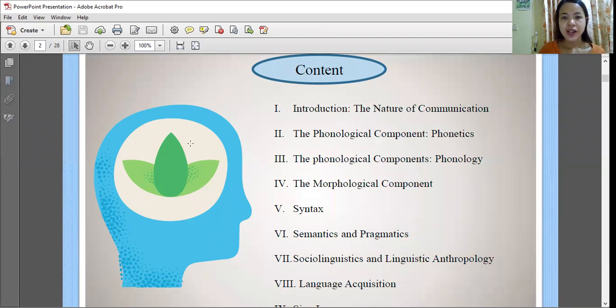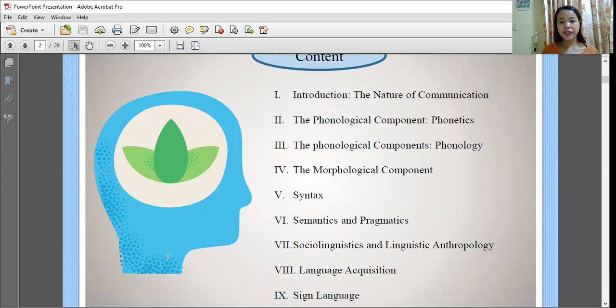Here is the content. Chapter 1, Introduction, the nature of communication. Chapter 2, the phonological component, phonetics. Chapter 3, the phonological component, phonology. And chapter 4, the morphological component. And chapter 5, syntax. Chapter 6, semantics or grammatics. And chapter 7, sociolinguistics or linguistic anthropology, and chapter 8, language acquisition, and chapter 9, sign language.